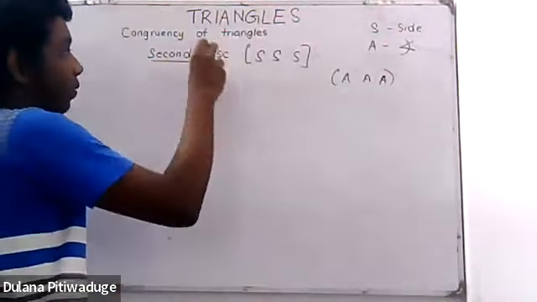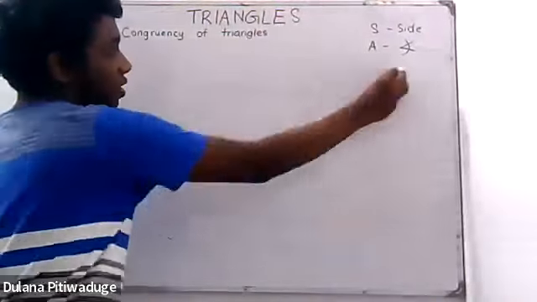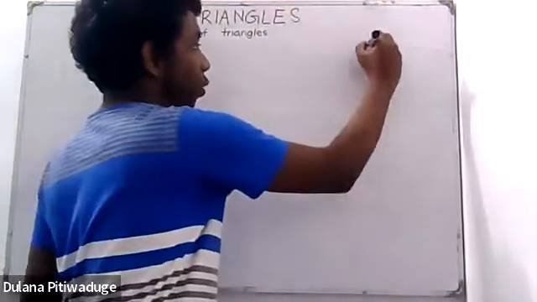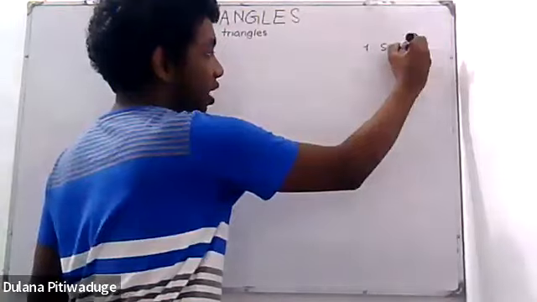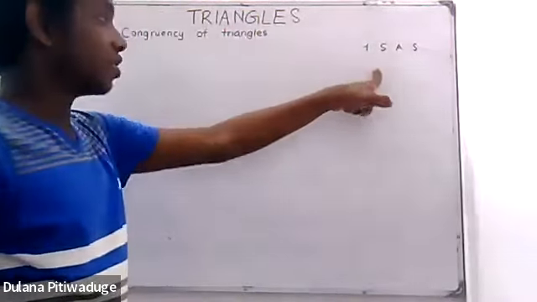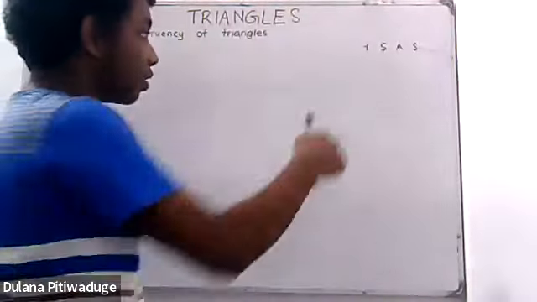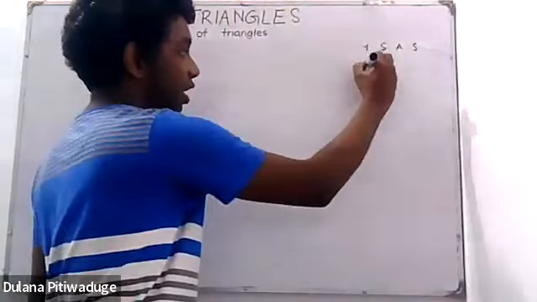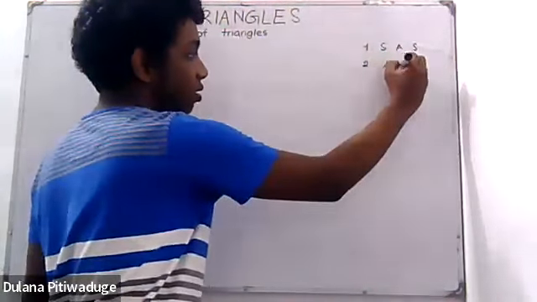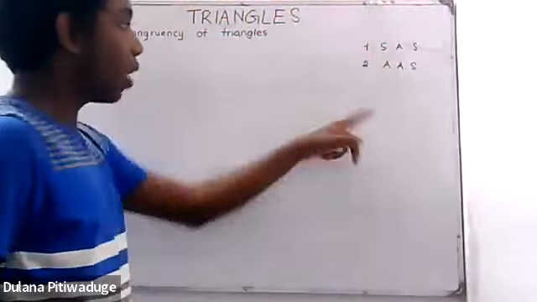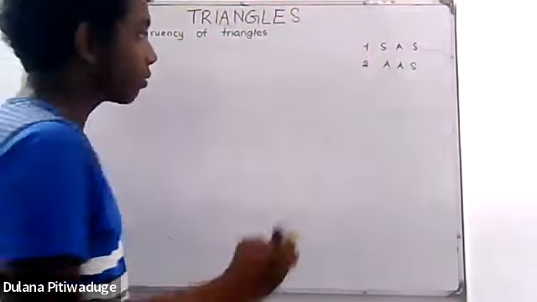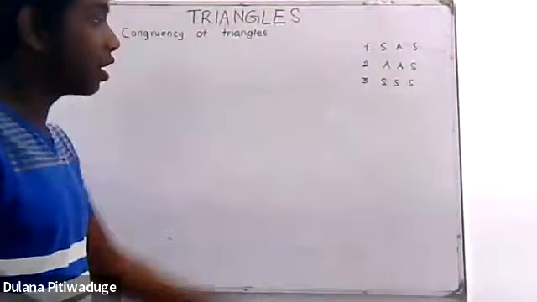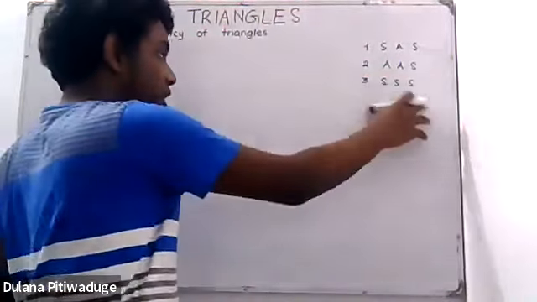Now, for the fourth case, we discussed the third case. The third case is SSS. So if we summarize the cases until now, the first case is SAS. Two adjacent sides of the triangle and the included angle being equal. The second case, AAS. Two angles of the triangles and a corresponding side to be equal. And SSS for the three sides of the triangles to be equal.